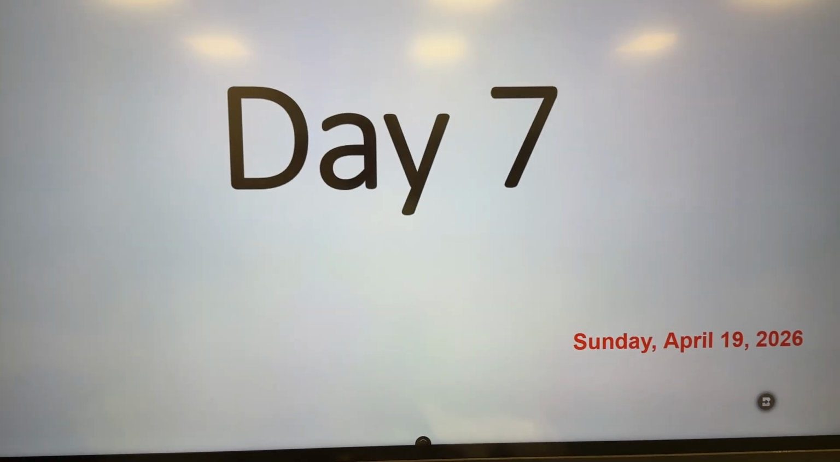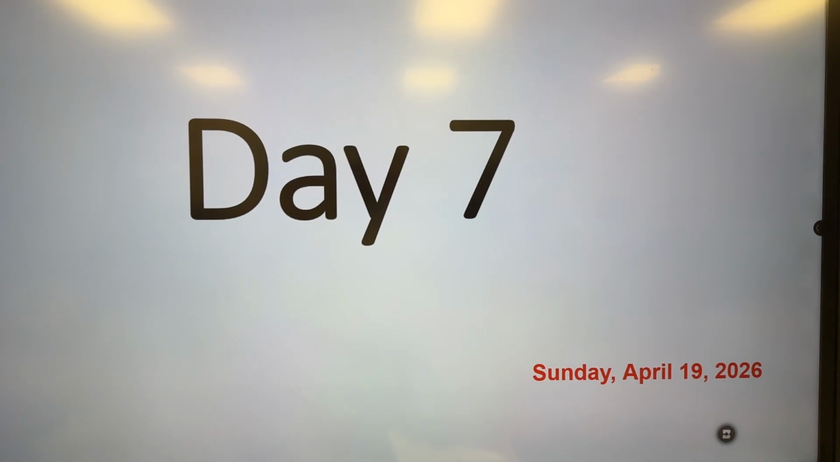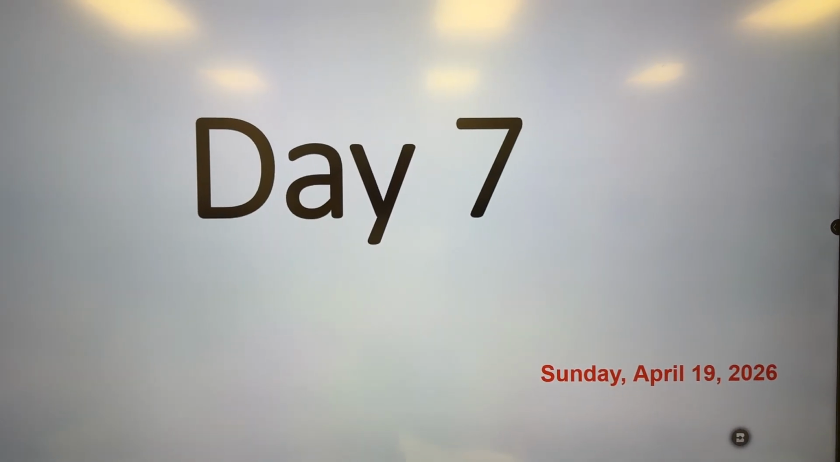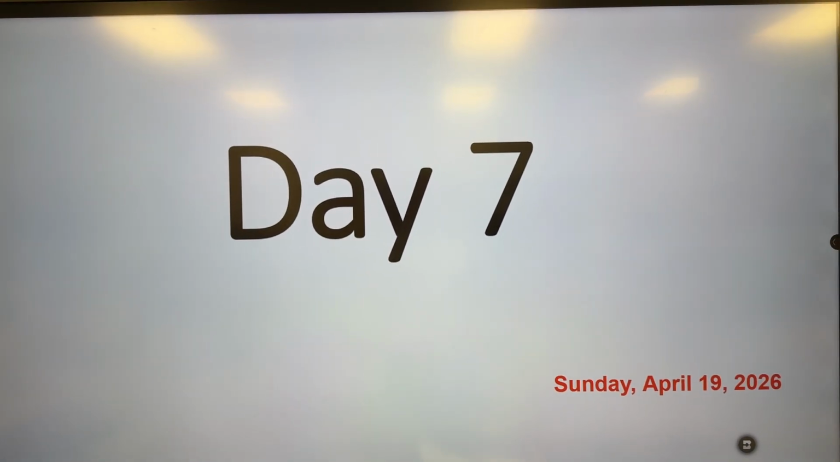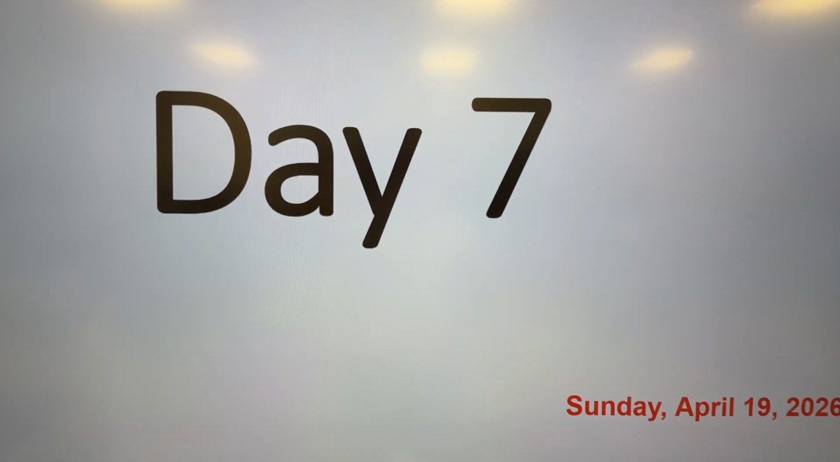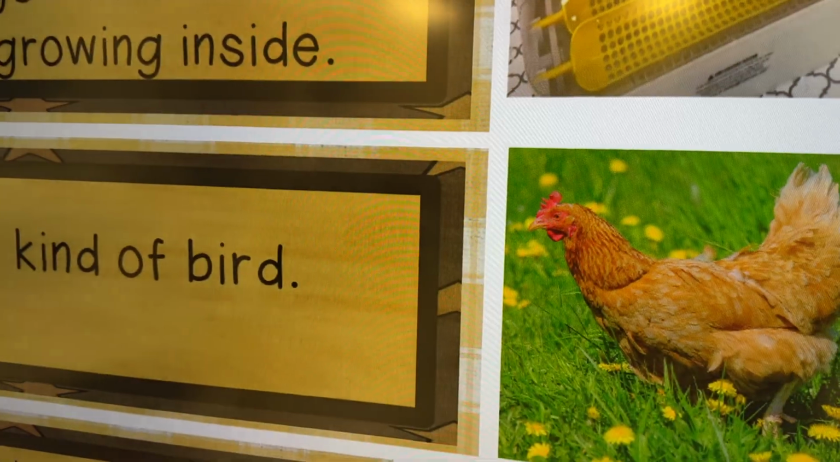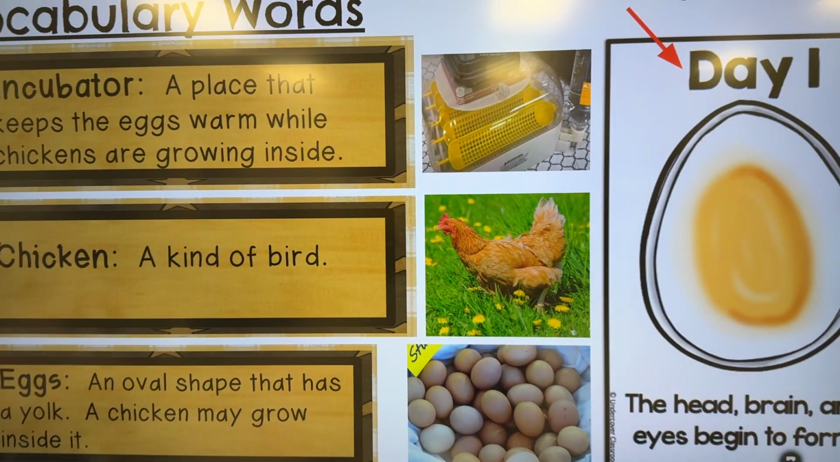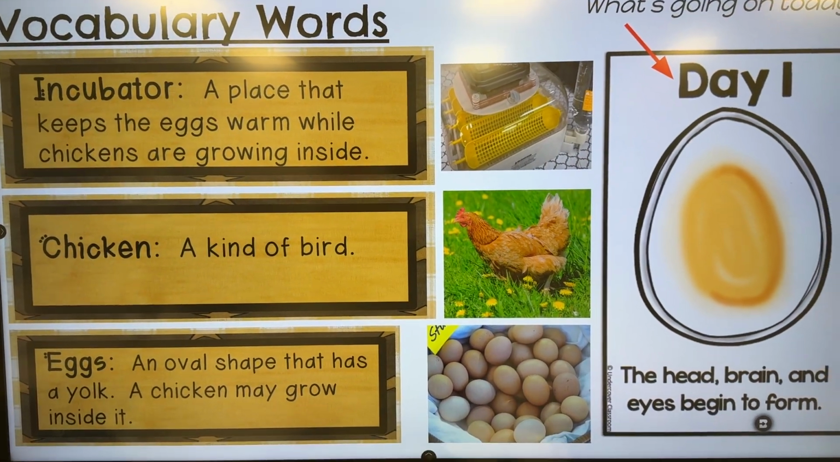Today is Sunday, April 19th, 2026. We are on day 7, which means we are 1/3 of the way through our life cycle of a chicken unit. A chicken takes 3 weeks to develop in an embryo, and so we have just finished the first full week.